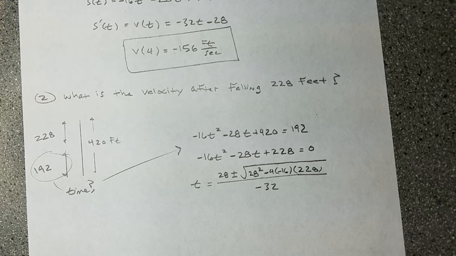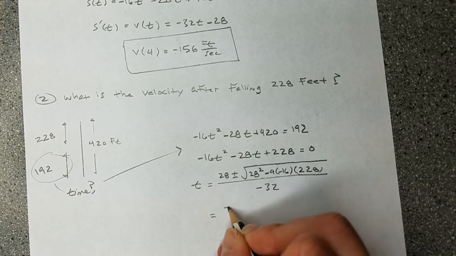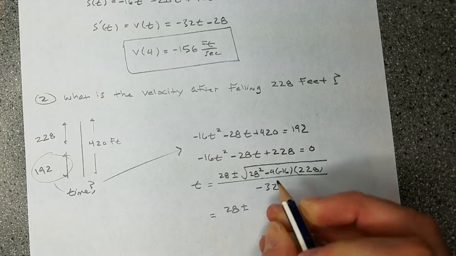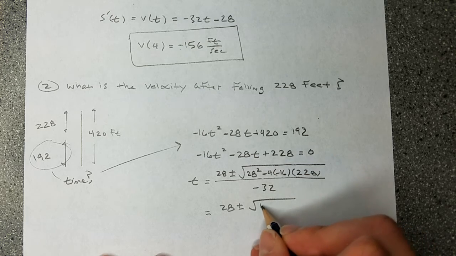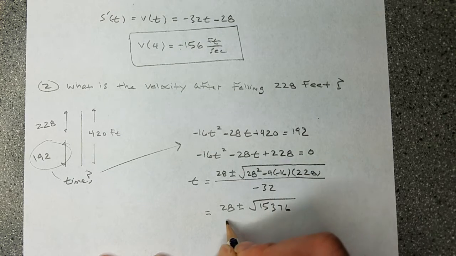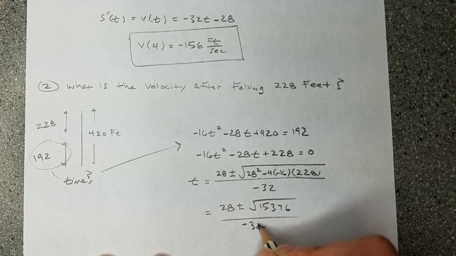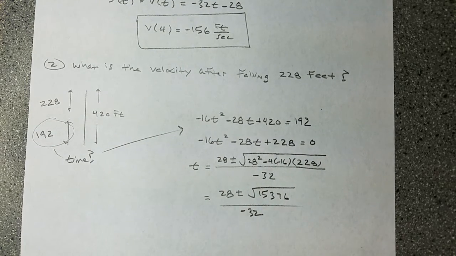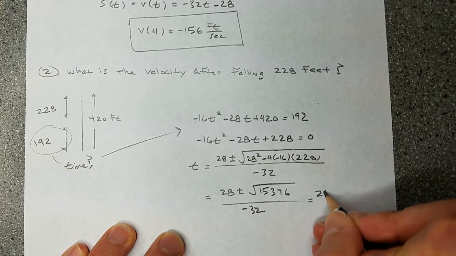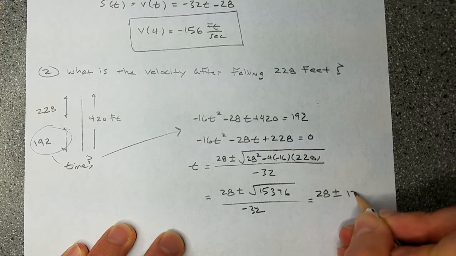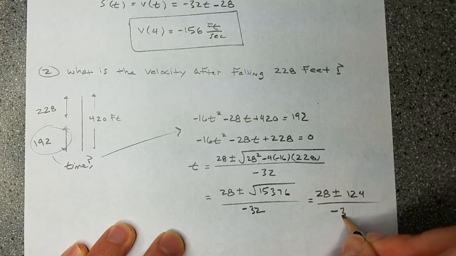So let's see. I could just do all this on my calculator if I wanted to, but let me write down some of my intermediate numbers. This number is 15,376. And then that's negative 32. And 15,376 is a perfect square. It's 124. So we're going to get 28 plus or minus 124 over negative 32.